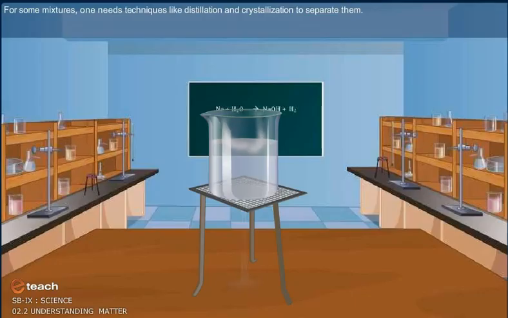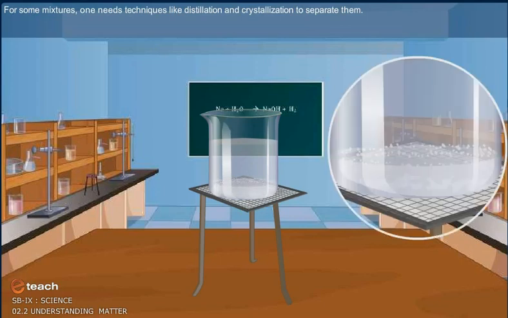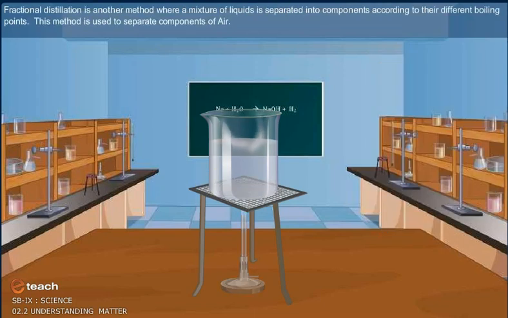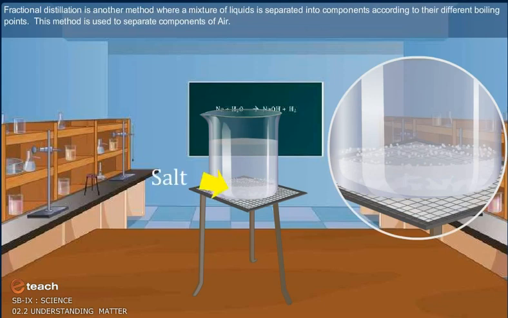For some mixtures, one needs techniques like distillation and crystallization to separate them. Fractional distillation is another method where a mixture of liquids is separated into components according to their different boiling points. This method is used to separate components of air.